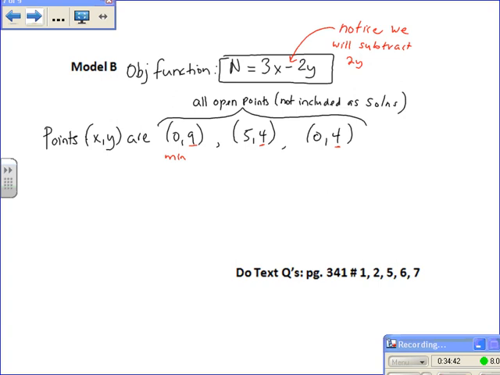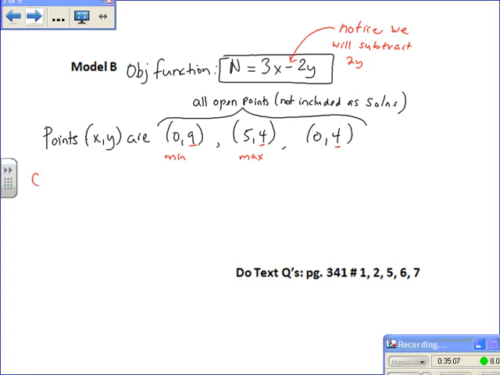0 minus 18 is negative 18. And my maximum will probably be this point right here, because I have a bigger, positive value for x, and I'll be subtracting 4 times 2. Those are good guesses. You don't always have to prove it, but if we wanted to check, we could do that.